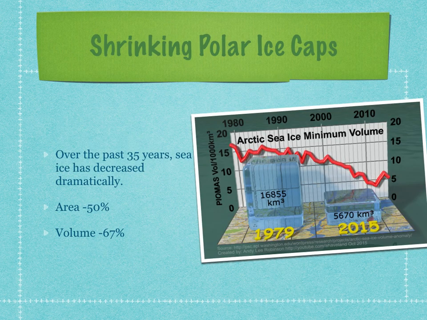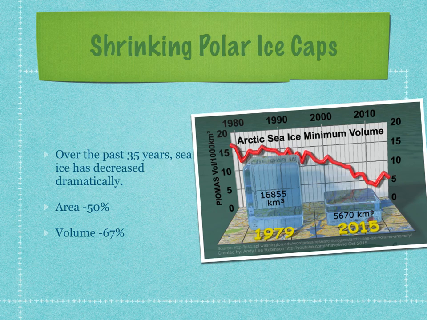Another piece of evidence is that sea ice in the Arctic has decreased rapidly. We have very good records of this, partially from the U.S. Army, partially from polar explorers. And just in the last 35 years, the area of sea ice has dropped by almost 50%, and the volume has decreased by almost two-thirds. That's evidence of a warmer Arctic Ocean.